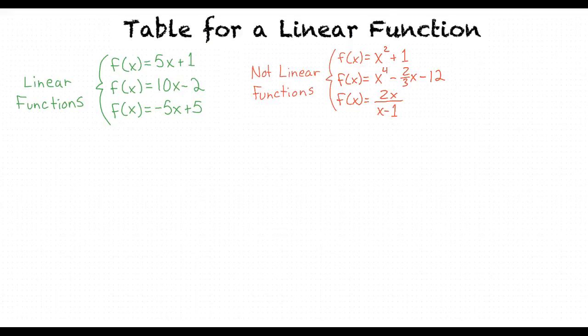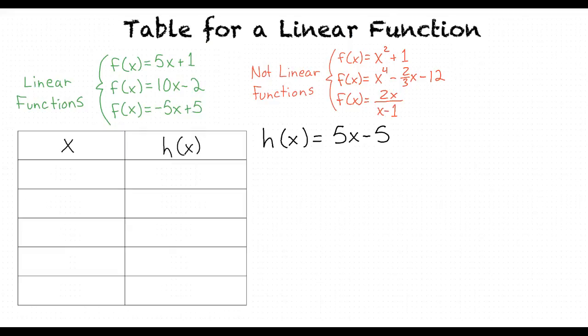function. Say we're given the linear function h of x equals 5x minus 5, and told to complete a function table for x values of -3, -1, 0, 1, and 4. Because this is a function, each value of x, our input, will have a unique h of x value, our output. Our table will have two categories for our information, our input, x, and our corresponding output, h of x.